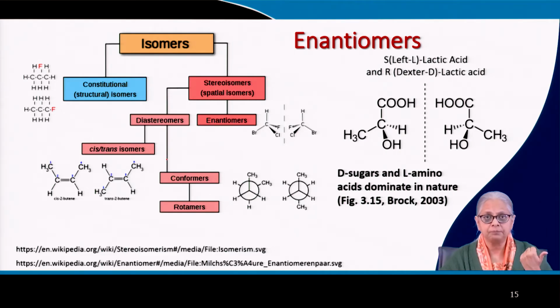So you have the dextrous, the right-handed sugars, and the left-handed sugars. So you have over here lactic acid. You have the one on the left, where S stands for sinister or left, and R stands for right or dexter. So you have the left-handed lactic acid and the right-handed lactic acid. Now, what is interesting in nature is that nature has a preference for right-handed sugars and left-handed amino acids.